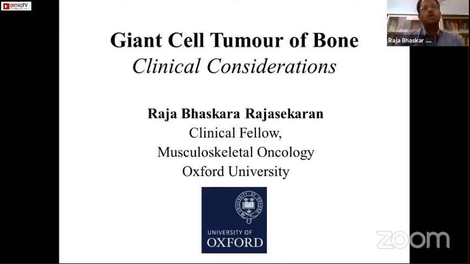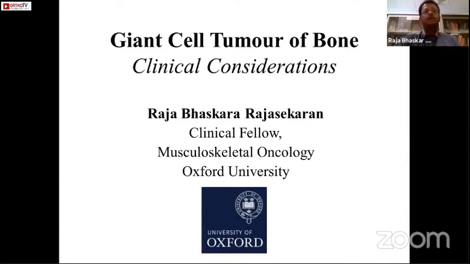And today I'll be talking on giant cell tumor of bone and what are the clinical considerations. Like any orthopedic surgeon, any radiologist, any oncologist will be aware of giant cell tumor, the general aspects of it. But what does a clinician, if you see a patient with giant cell tumor in your clinic or when they come to you, what are the things which will influence you and what are the things which need to be addressed during management to get a good outcome?